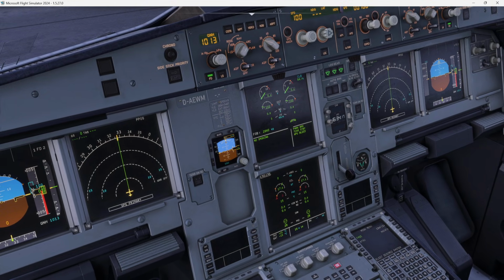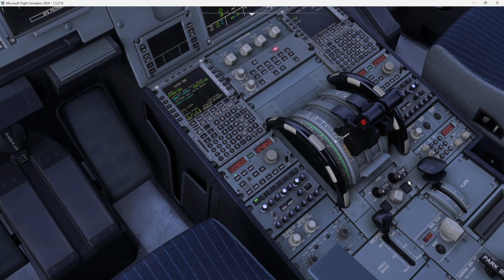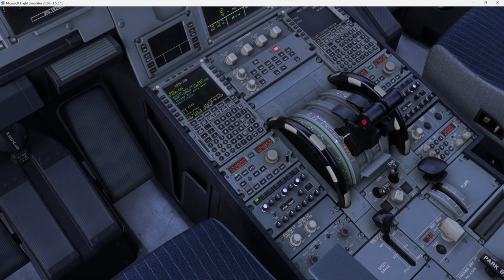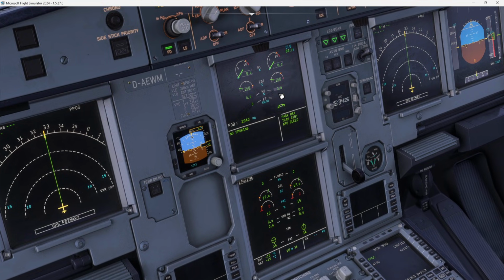So my friend, let's start doing this. We have engine mode selector to ignition, starting engine number 2. We monitor N2 is rising. We keep monitoring. Once it arrives to 22, we should see this one rising and this one rising, and fuel flow injected. Fuel flow injected, N1 is rising, EGT rising, and the pressure is rising also, oil pressure.